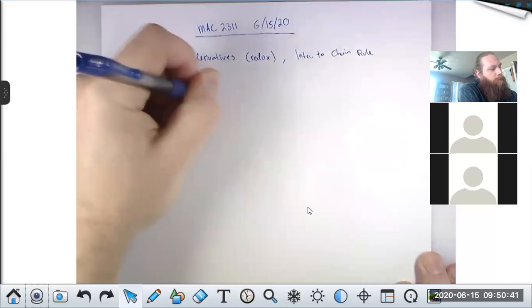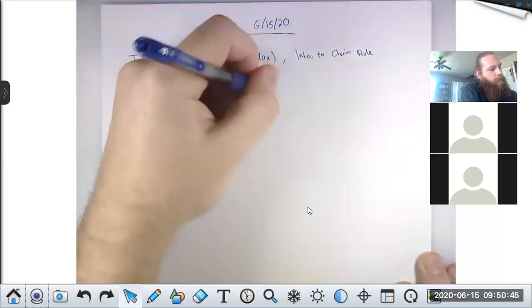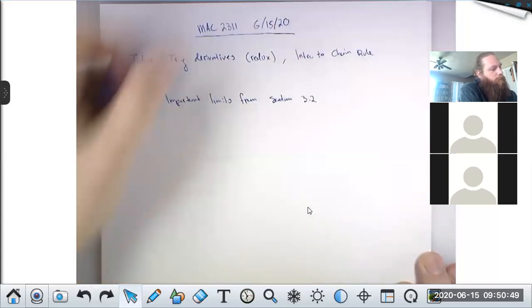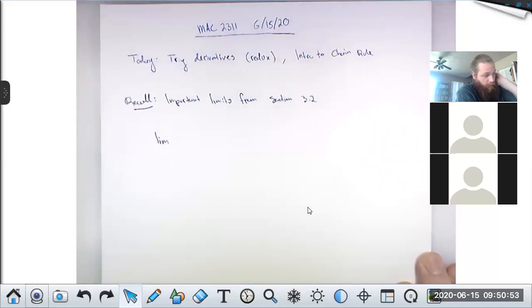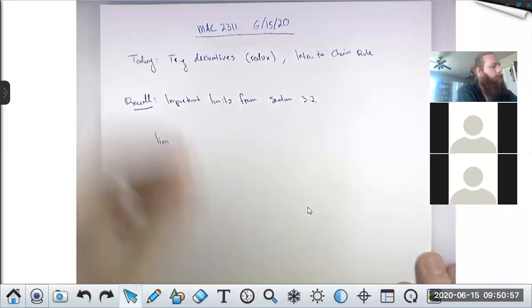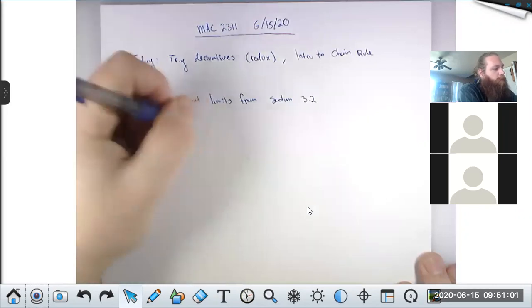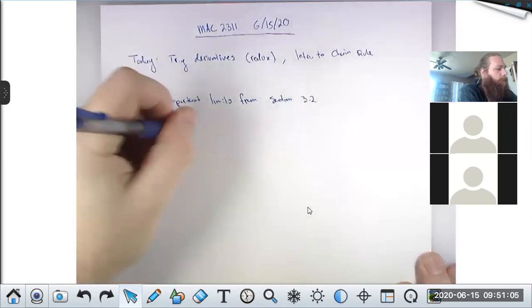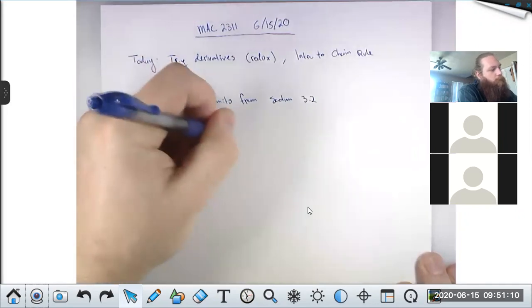Important limits from section 3.2. You can write it in terms of h or theta, like we did as we were working the differentiation problem itself. Or you can just write it in terms of x. That's the variable most people are used to using. So lim x to 0 sine x over x equals 1.